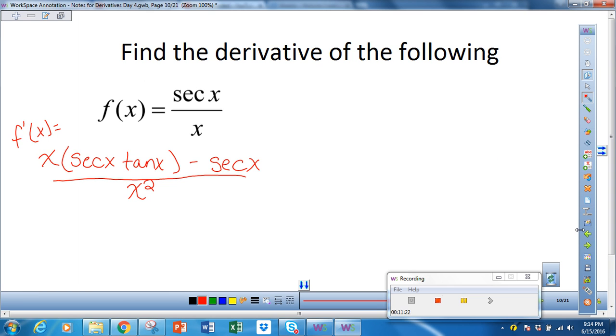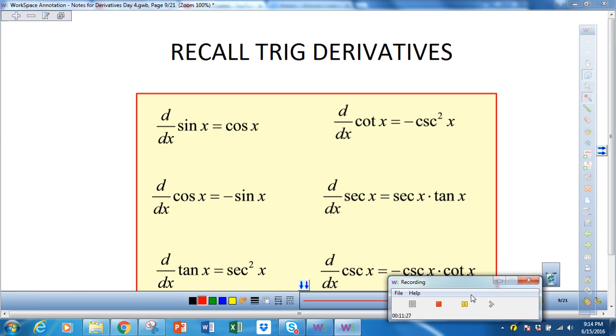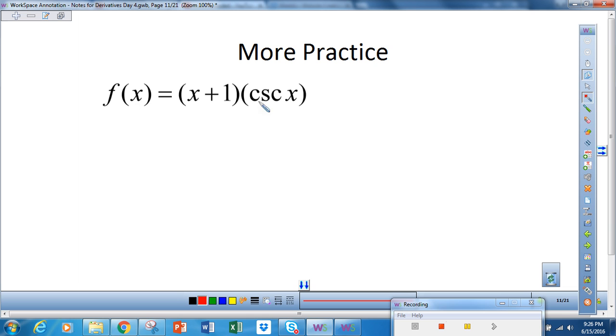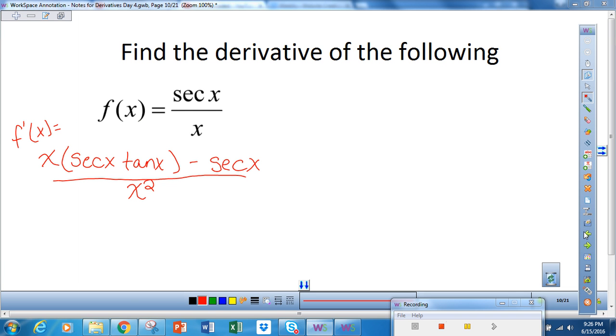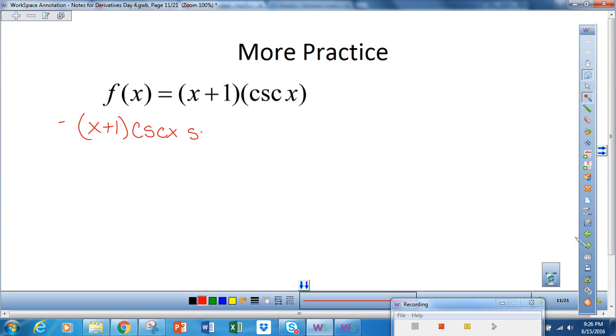Okay, so what's the derivative of cosecant? We know it's negative, and the derivative is negative cosecant cotangent. So now we're using the product rule. So we keep the first one the same. We take the derivative of cosecant, which is negative cosecant cotangent. Now I don't have them memorized, but guess what? I don't have to take the AP exam. And you do, and so you need to memorize them.